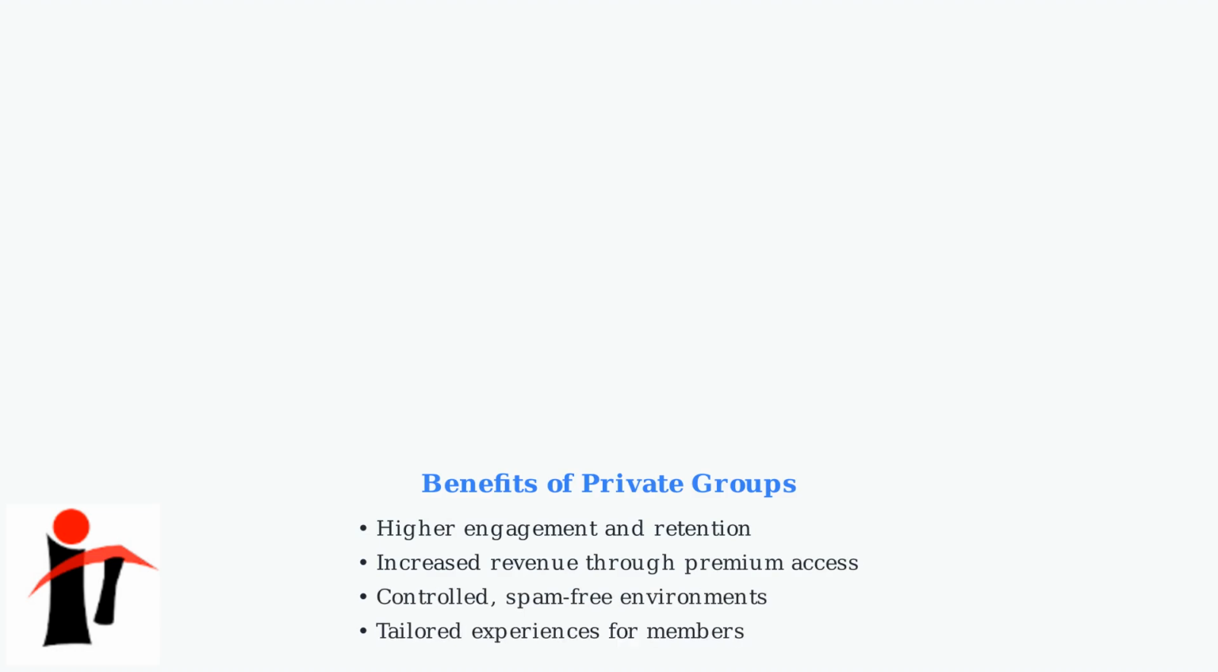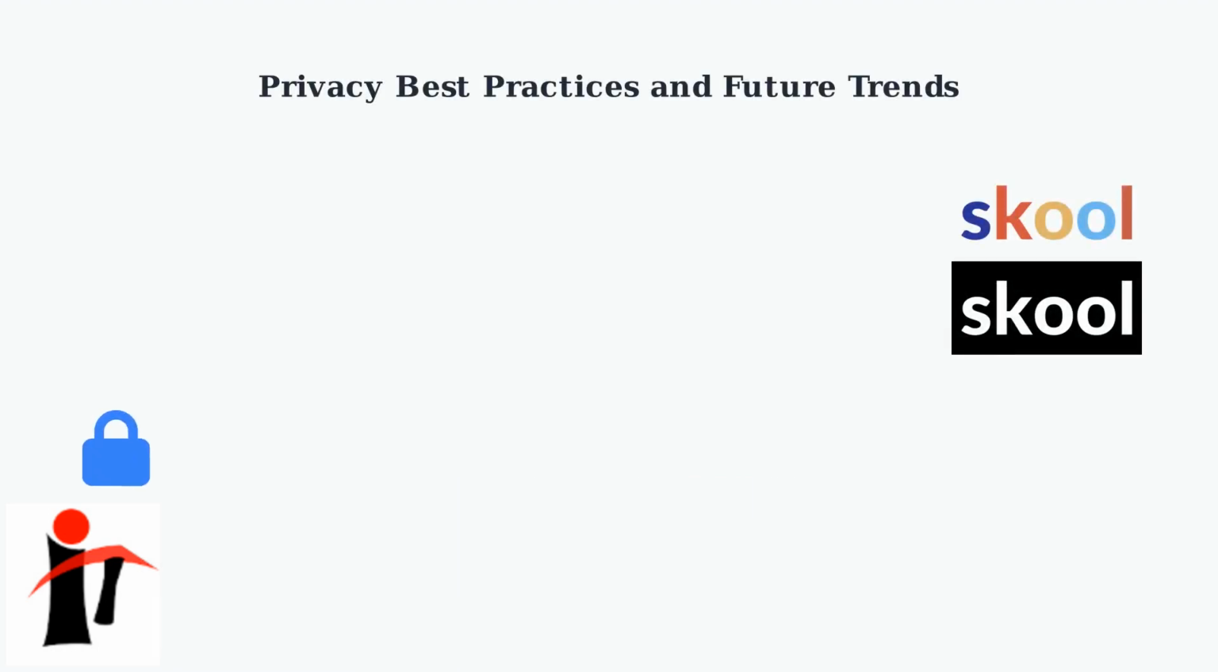Private settings can lead to higher engagement rates, increased revenue through premium access models, and more controlled environments that protect valuable content while building stronger, more committed member relationships. In this final section, we'll explore privacy best practices for maintaining secure school groups, along with emerging trends that are shaping the future of community access control.